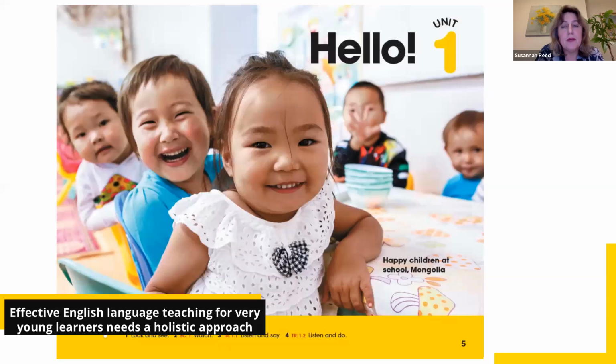Because preschoolers learn in a multidisciplinary way, I would say that effective English language teaching for this age range needs to have a holistic approach encompassing all of these areas of learning. And for the purposes of this webinar, I'm going to be looking at each of these areas individually with examples. Though of course it has to be remembered that these skills overlap as children learn and they're interrelated, and we include them at the same time in an interrelated way as part of a holistic approach in our classrooms.